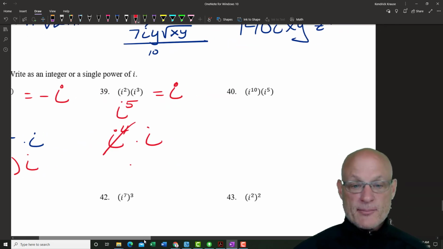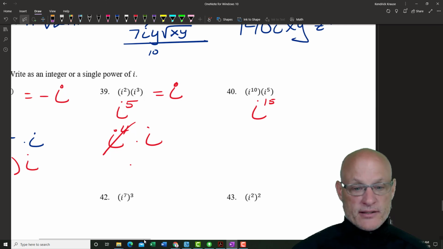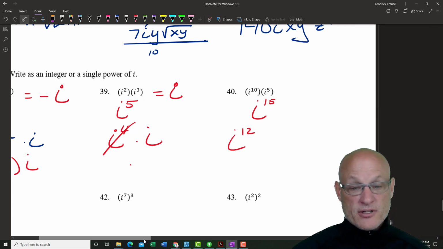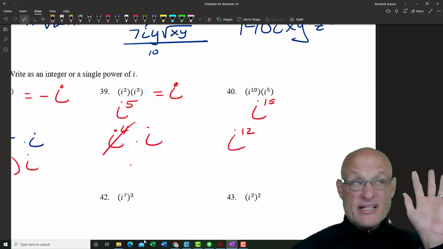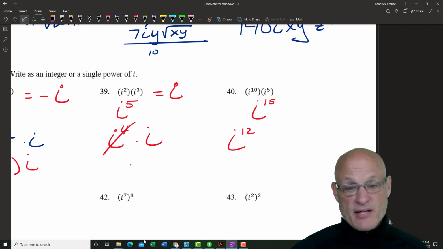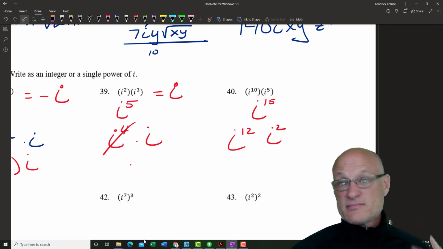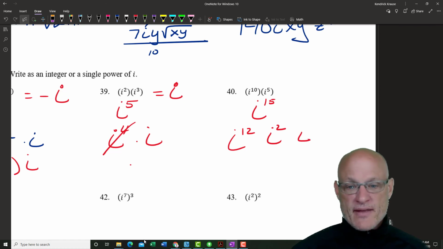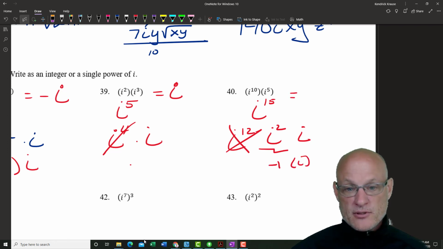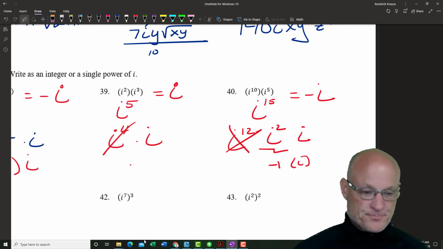I'm going to show you one more example of this. This is i to the 15th. So I'm going to rewrite this as i to the 12th, because that's a multiple of 4. What does that leave me? 3. So that means i squared, because I know something about i squared, and then i. So this is 1. I don't even care about it. This is negative 1, right? This is negative 1 times i, so this becomes negative i.